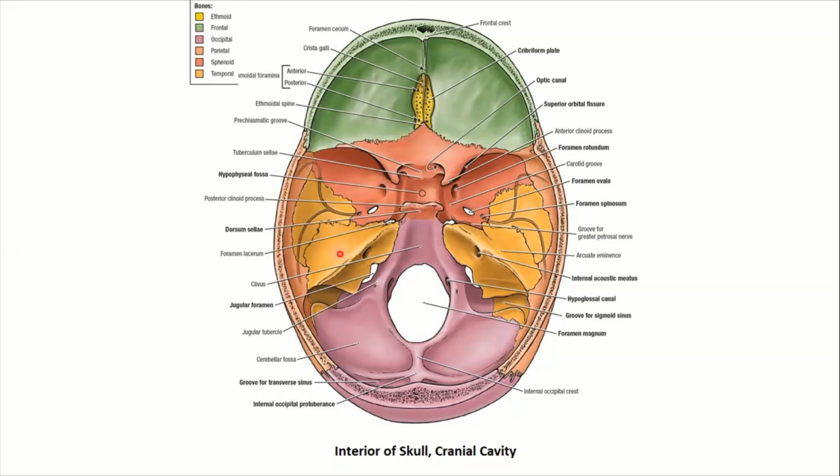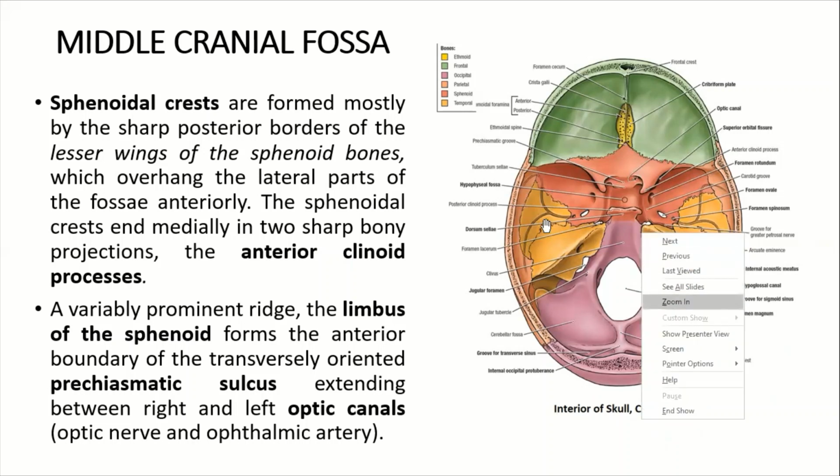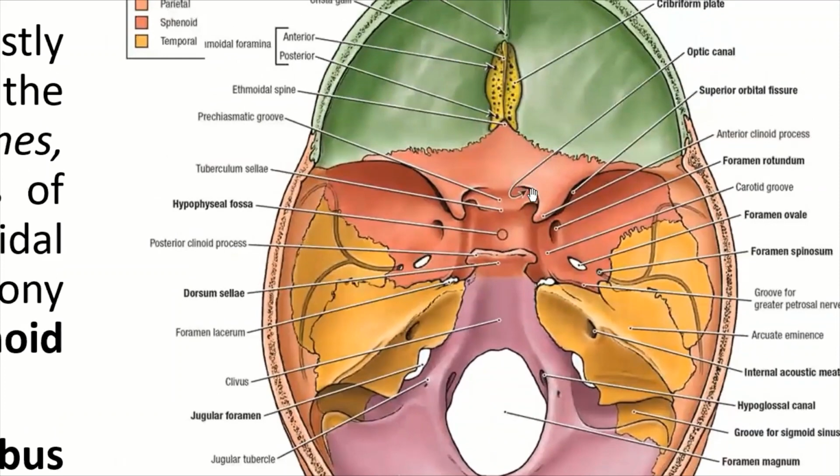Then somebody will focus on the bones forming the floor of this middle cranial fossa. The landmarks I told you already: the sphenoidal crest and the anterior clinoid process. This is the anterior clinoid process. So this is the limbus. I told you already these things. And now we identify the optic canals, right? They extend from here. Let's zoom in the picture for you. Right, you see these are the optic canals. These lie anterior to the anterior clinoid process, and on each side of the prechiasmatic groove are present the optic canals, right?